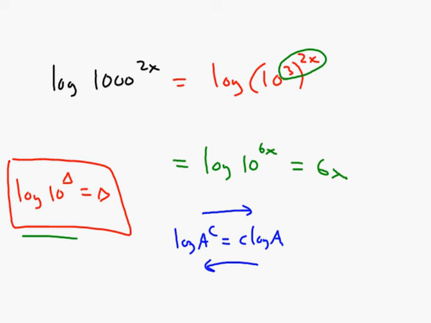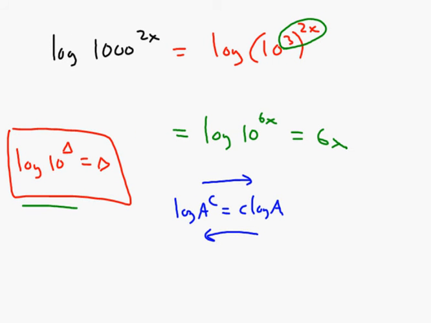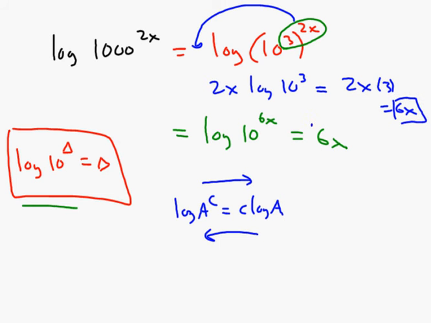Watch. What we can say is that 2x could come down in front, just the 2x part. You'd have 2x log of 10 to the third. But the log of 10 to the third is just 3. So this becomes 2x times 3, which is 6x. You still get the same answer as you did before. All right? Just a slightly different way to proceed.